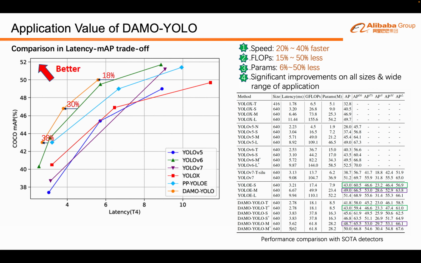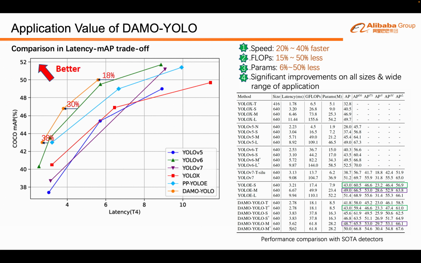Based on these technology values of DAMO-YOLO, here we show the application values they could bring. In the figure on the left, we show the performance comparison between DAMO-YOLO and other state-of-the-art detection frameworks. The abscissa is the latency of models, and the ordinate is the detection result mAP on the COCO dataset. Of course, the closer the latency-mAP curve is to the upper left corner of this figure, the faster and the better the corresponding framework is.